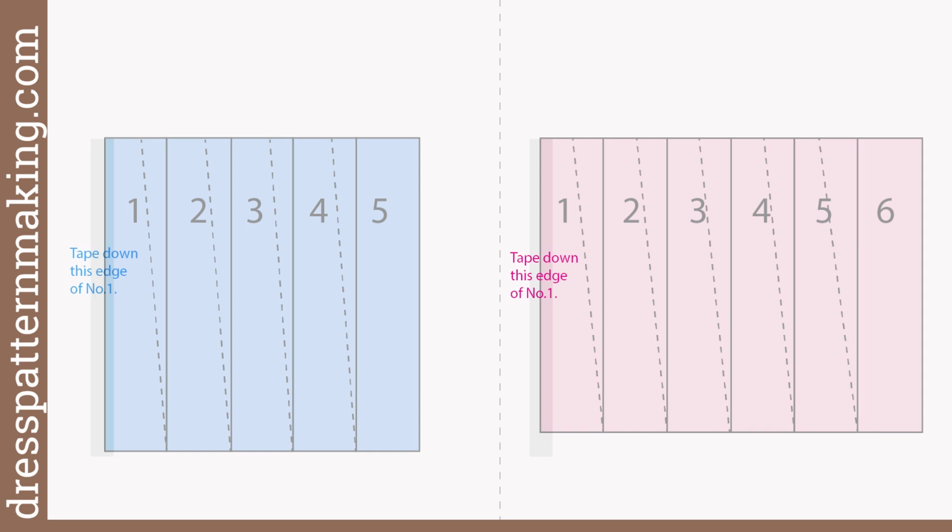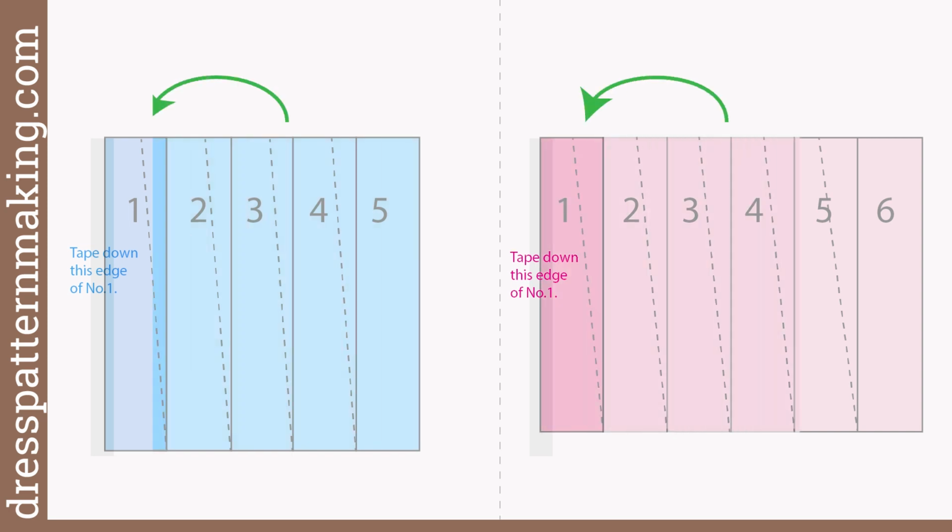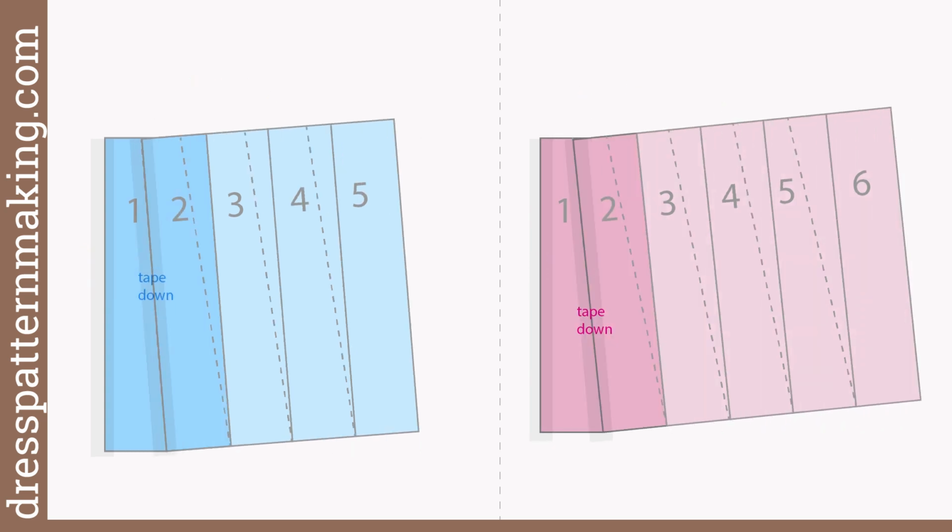You'll need to put some paper underneath and tape down the left edge of panel number 1. Just to make it easier for me to explain and for you to hopefully understand, when I've taped down a panel, I'll make it a bit darker to indicate that that panel is secure, it's not able to move. So with panel number 1 taped down, we're going to take all the other panel pieces together, leaving them as they were drafted, but just pivoting them as a group to meet the angled overlapping line that's drawn on panel number 1.